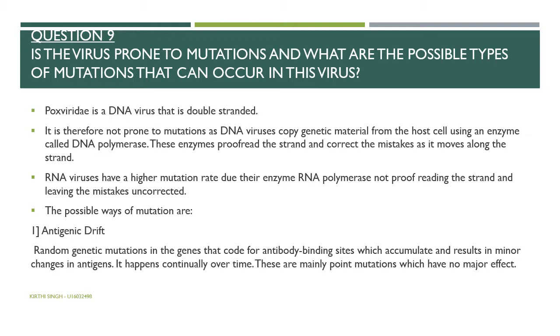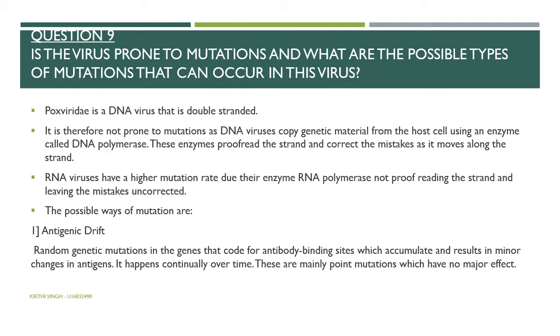DNA viruses copy their genetic material by utilizing enzymes from the host cell called DNA polymerase. These enzymes proofread the strand and correct the mistakes as they go. RNA viruses have a high mutation rate due to the fact that they use enzymes called RNA polymerase, which don't proofread and therefore make many more mutations.